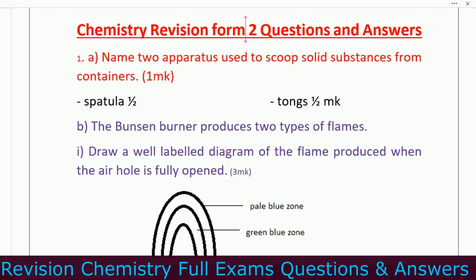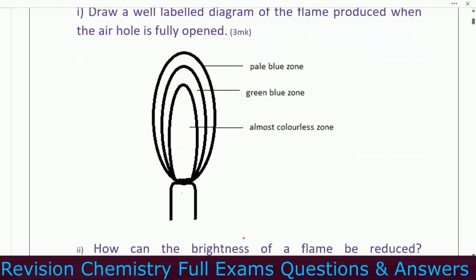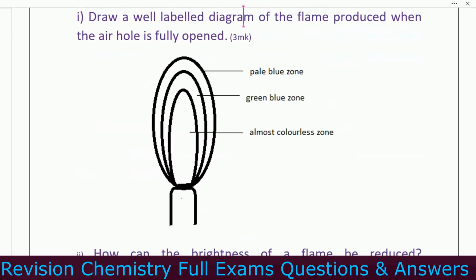Number 2, the Bunsen burner produces 2 types of flames. You are told to draw a well labeled diagram of the flame produced when the air hole is fully opened. When it is fully opened, it produces a non-luminous flame, and it has those zones that you can see we have drawn. It has a pale blue zone, a greenish blue zone, and then an almost colorless zone.